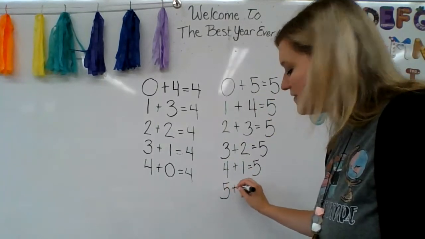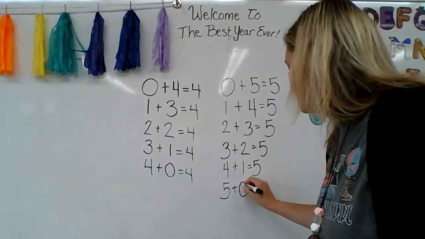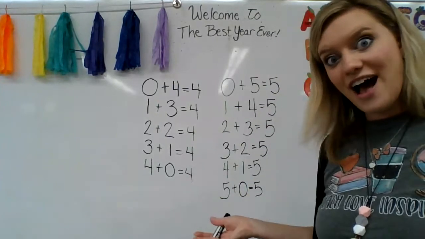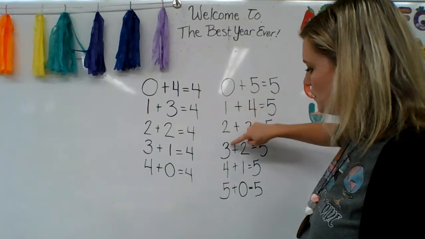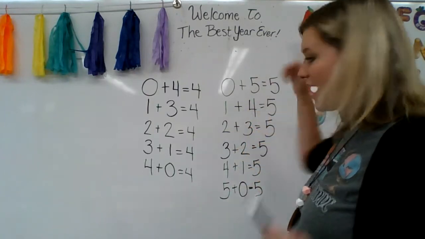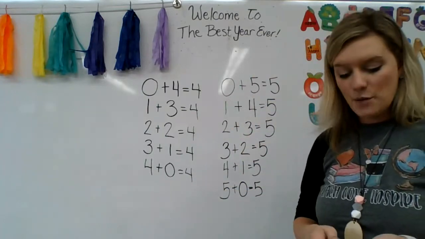So how many do I have to add to 5 to get to 5? I don't have to add any more because I already have enough. So 5 plus nothing equals 5. So let's check to see if our pattern works, okay? 0, 1, 2, 3, 4, 5. 0, 1, 2, 3, 4, 5. It works. So those are all the ways that we can make 5.